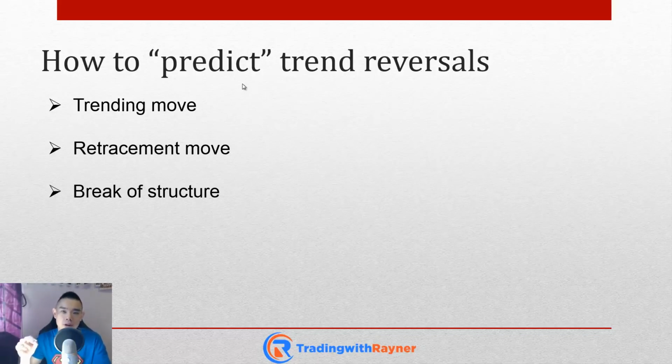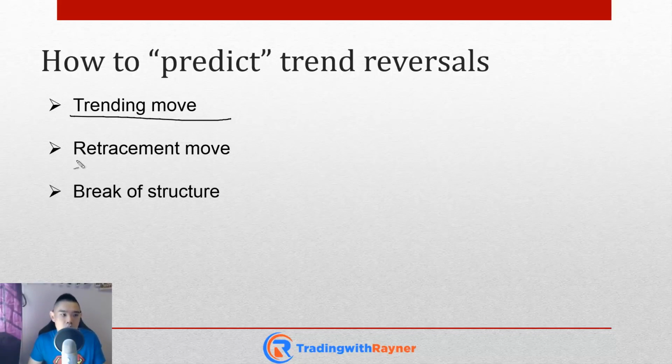So for this, right, again, we'll be looking at these 3 things: the trending move, the retracement move, and the break of structure. So in this case, when there's a trend reversal about to occur, right, you'll notice that the trending move gets smaller and smaller, right? It won't be as large as how it usually would be.